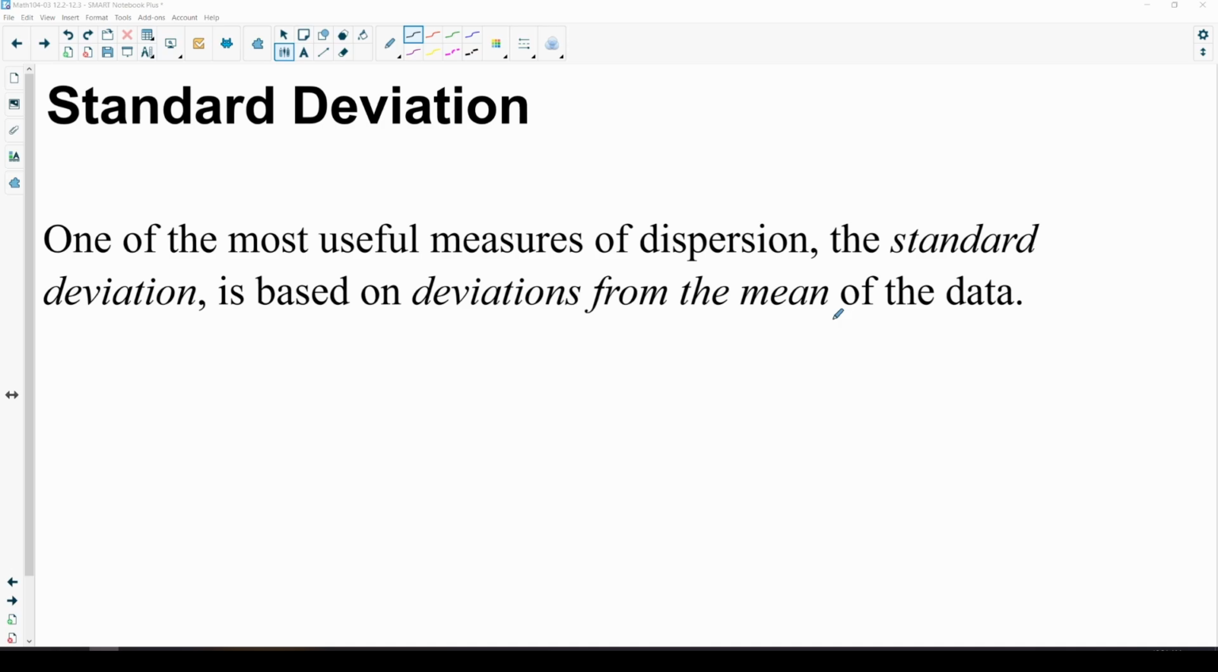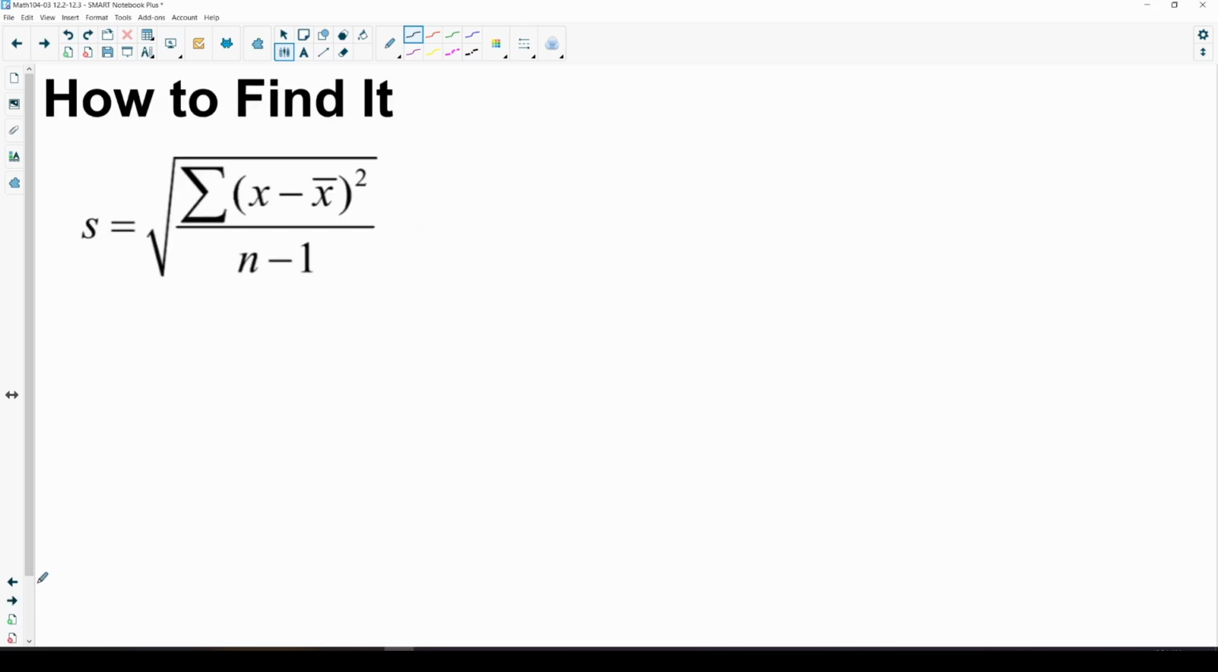Now, standard deviation is, generally speaking, one of the most useful measures of dispersion. Okay? It's based on deviations from the mean of the data, and it's also known as the square root of the variance. So if we take a look, the formula is actually pretty easy. We should recognize a large portion of it, right? So you'll notice the variance here is inside. Essentially, all we do to find the standard deviation is take the square root of that.